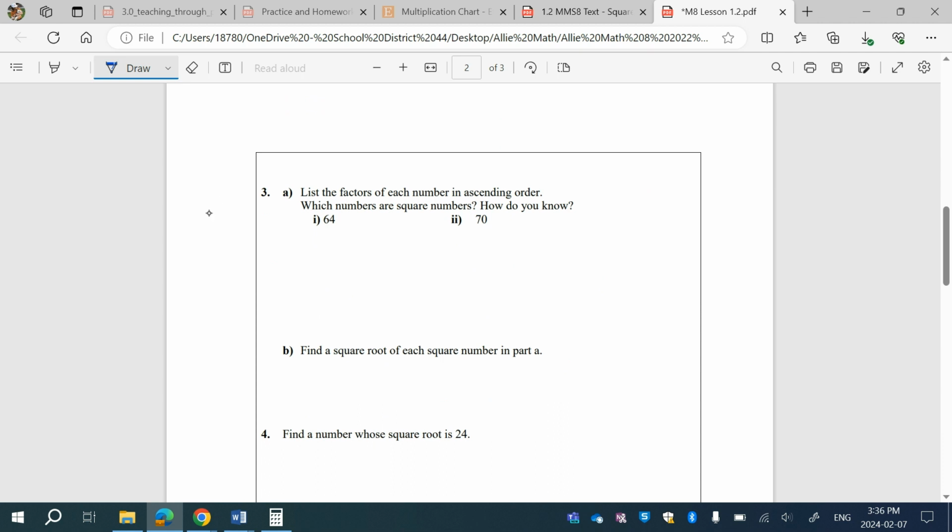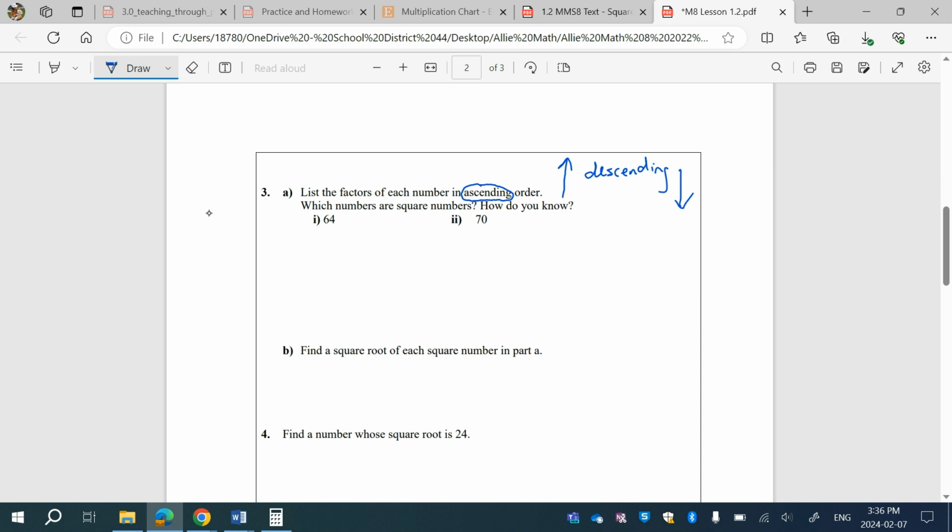Okay, I think we were pretty good with the ascending, descending. Ascending means we're going up. Descending means going down. If you're descending the stairs, you're going down. If you're ascending the stairs, you're going up. So they want to write it in the order of smallest to greatest. So which numbers are square numbers? How do you know? So we're going to list the factors of 64.